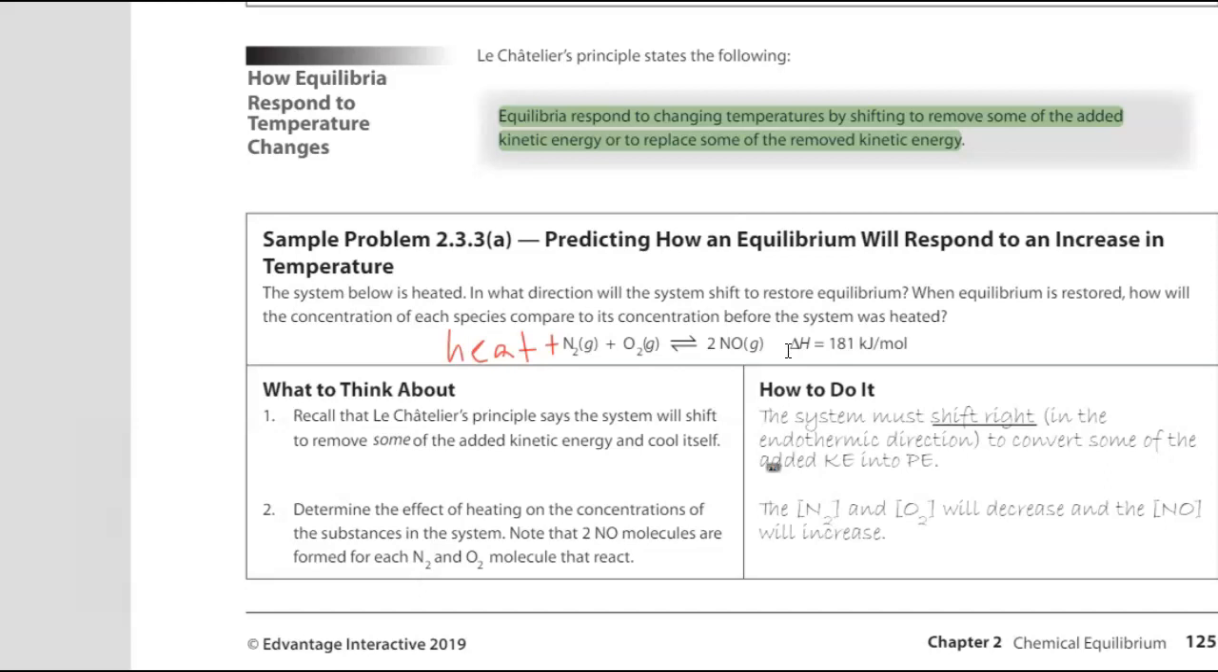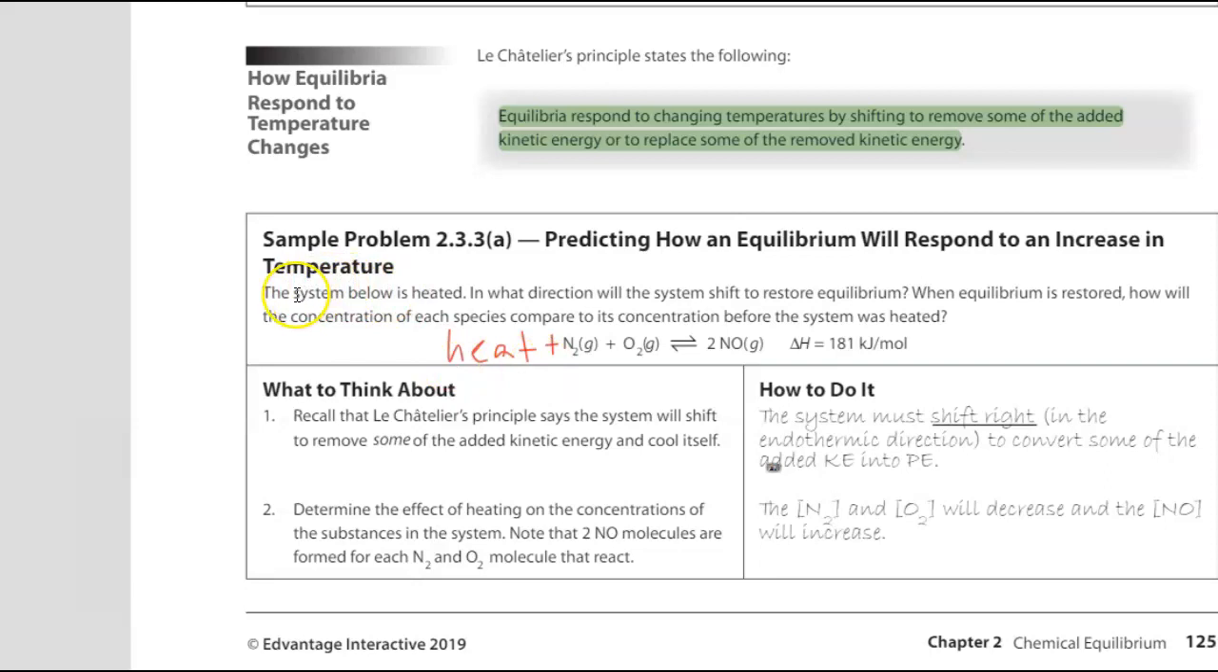You can think of the word heat being a reactant, because if it's endothermic, heat, thermal energy, kinetic energy is going into the system. So to make this a little bit simpler, it's sometimes nice to write or picture the word heat as a reactant, which it would be in an endothermic reaction, or as a product, which it would be in an exothermic reaction.